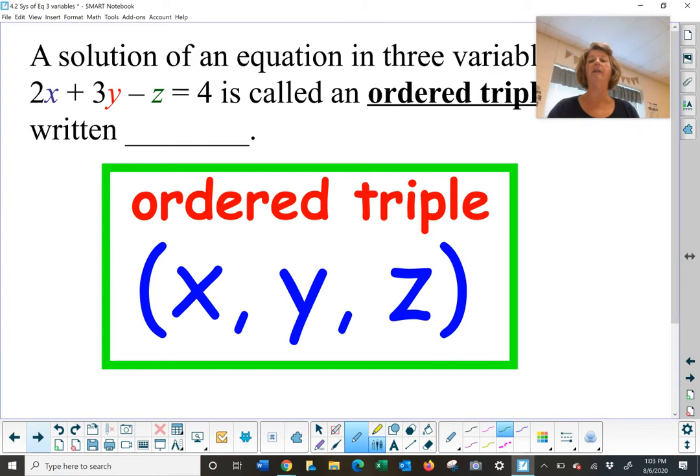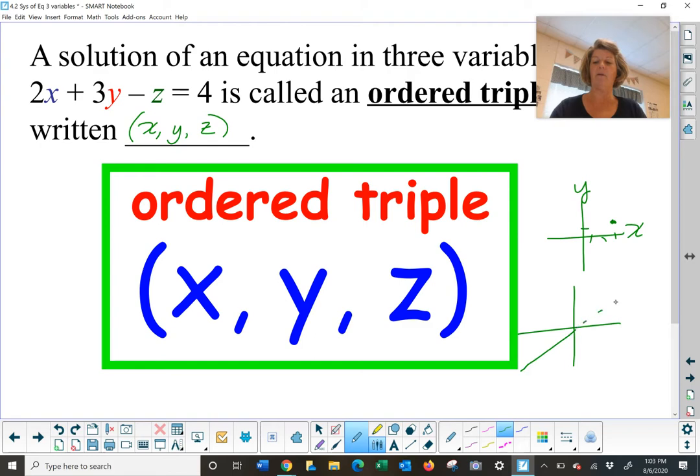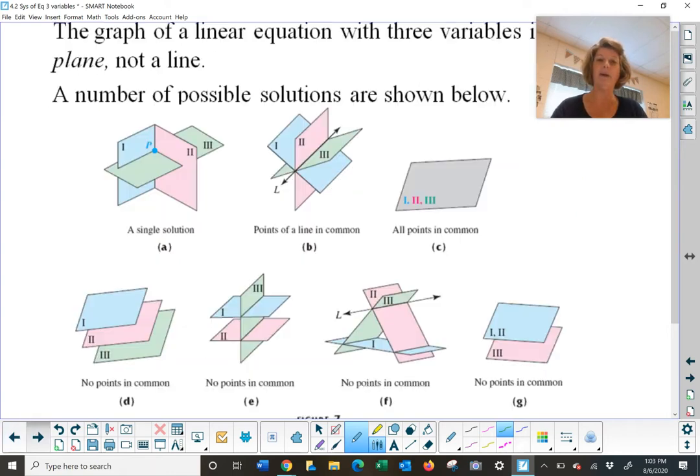All right, a solution of an equation in three variables, 2x plus 3y minus z equals 4 as an example, is called an ordered triple, and it is written out as (x, y, z). We're used to an ordered pair for a coordinate pair on the xy axis: this was our x value, this was our y value, and if I plotted out (3, 1), I would have been somewhere over here. Well, there also is a 3D way to graph things, and you get your x-axis, your y-axis, and this turns into a z-axis. So we can talk about 3D space.